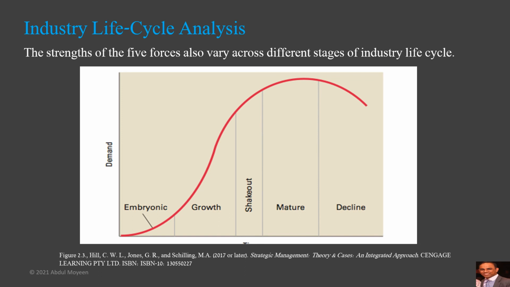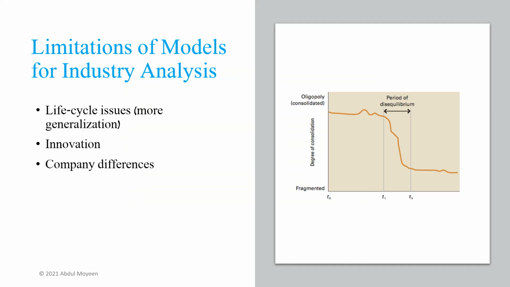Since the effects of competitive forces and opportunities and threats vary in different kinds of industry life cycle stages, managers have to tailor their strategies to changing industry conditions. So the strategies that managers employ in the embryonic stage will not work in the declining stage, or in the mature stage. In the growth stage, strategy would be absolutely different. So that is what managers need to be careful about.